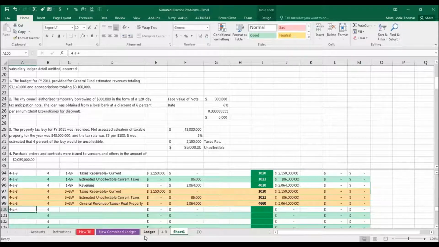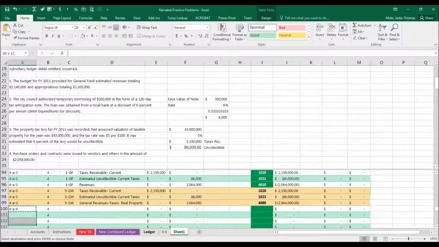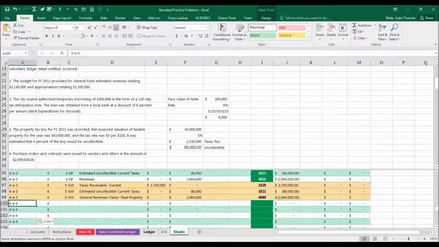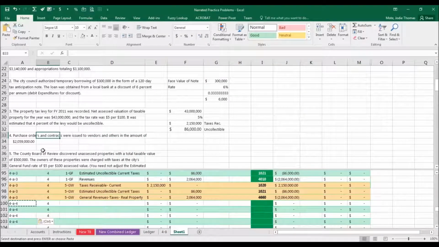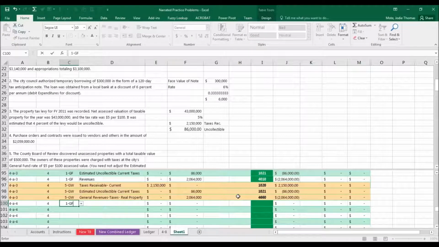All right. So 4A4 is going to be our next problem. And this should be a clue to you. What do you see here? What's kind of the magic word you see here? Purchase orders and contracts were issued to vendors and others in the amount of $2,059,000. So this one should clue you in. You see the word purchase orders? You are talking about encumbrances, all right?